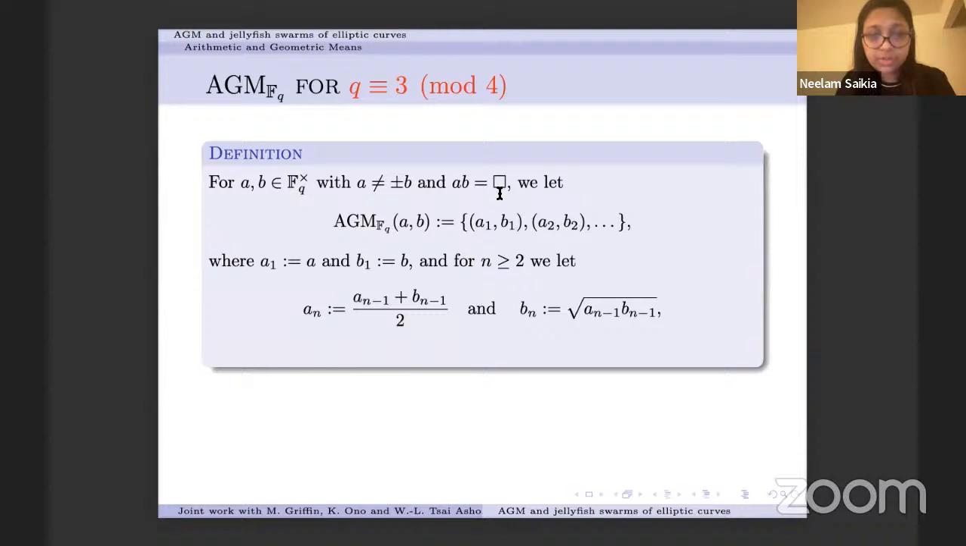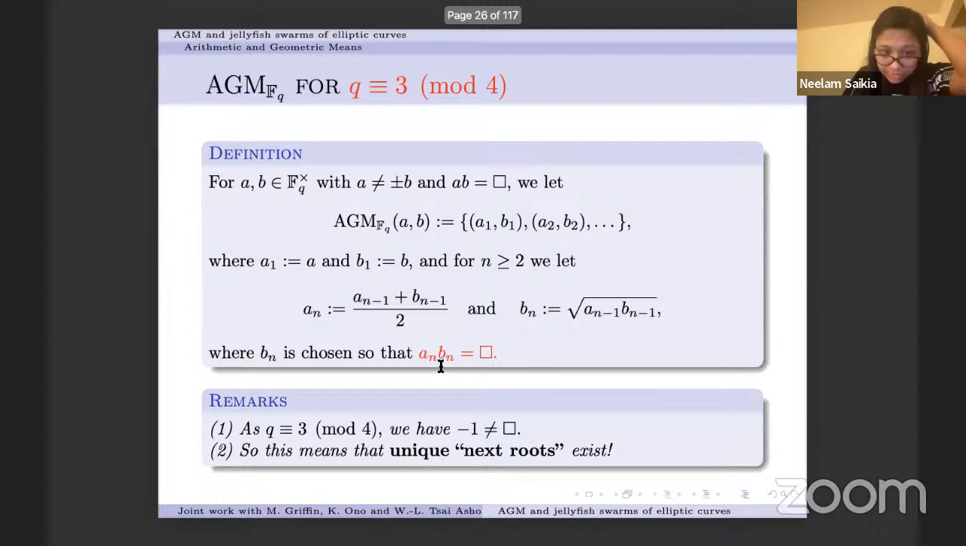So here the AGM sequence of a, b is defined as this tuple of a_i's and b_i's, where a_1, b_1 is defined to be the initial pair a, b. And after that, for n greater than or equal to 2, we define a_n as the arithmetic mean of the previous tuple, and b_n as the square root of the product of the previous tuple, such that the product a_n times b_n gives a square, so that we can define the next terms a_{n+1} and b_{n+1}. Okay, so let me just give you some examples to have a clearer view.